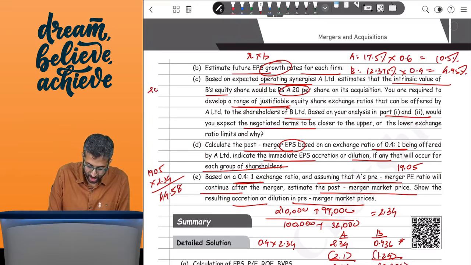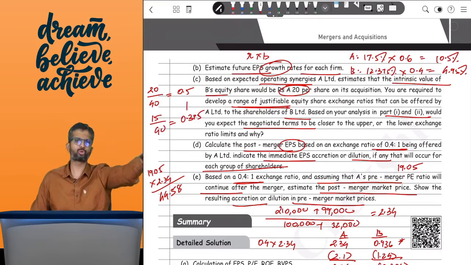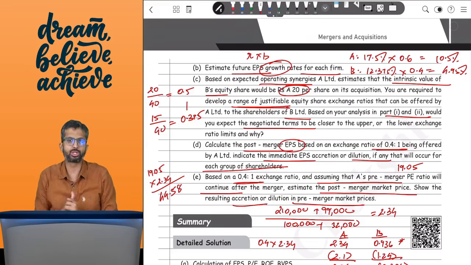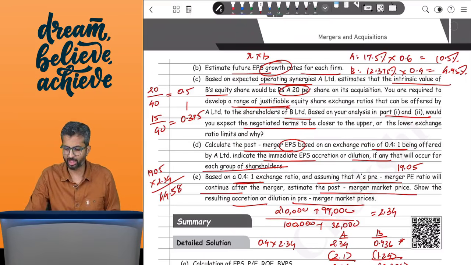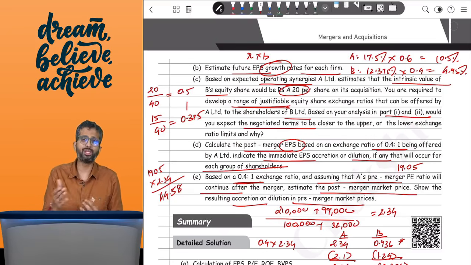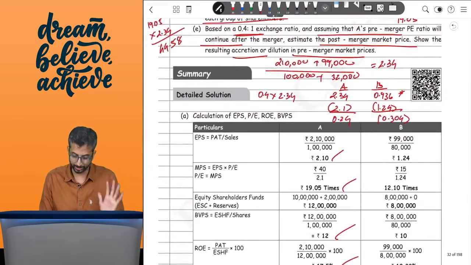So based on intrinsic value, target by acquirer, this is 20 by 40, this is 0.5, and based on market price, which the acquirer will push, this is 15 by 40, this will come to 0.375. So the range over here can be based on market price to the intrinsic value, and as a result, B shareholders will demand all the way up to 0.5. A would say that today your price is 15 and would want to give anywhere by 15 by 40, which comes to approximately 0.375, and hence this is a range. You would love to be closer to the lower end of the range because as an acquirer you would prefer to issue the lesser number of shares. So that is your answer to question 1.